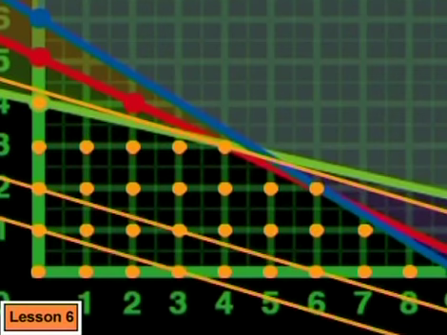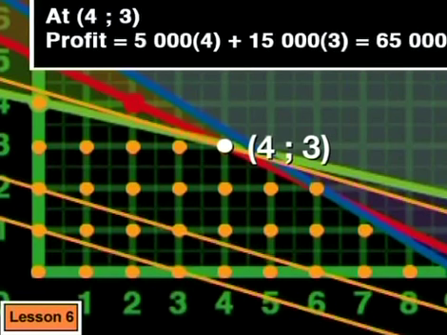We get to this point 4, 3. It represents 4,000 meter squared stands and 3 2,000 meter squared stands. When we work out the profit at this point, we'll get 65,000 Rand. So this is the best solution, the solution with the most profit. If you test every point in the feasible region, you will see that this point, 4, 3, will give the developer the most profit.